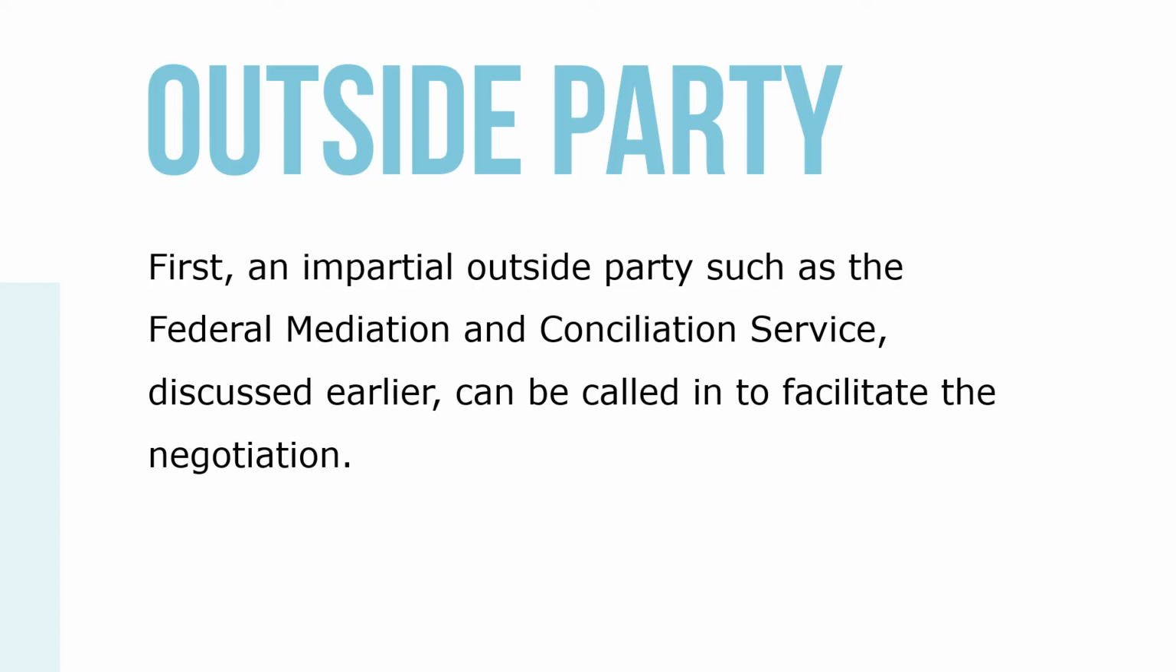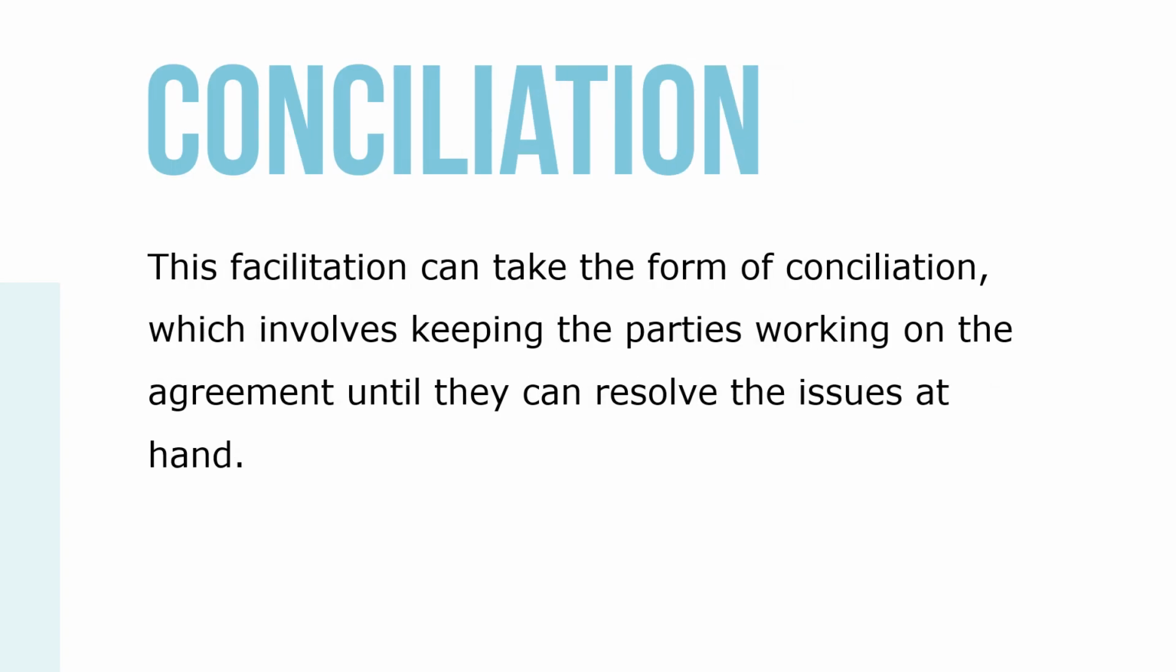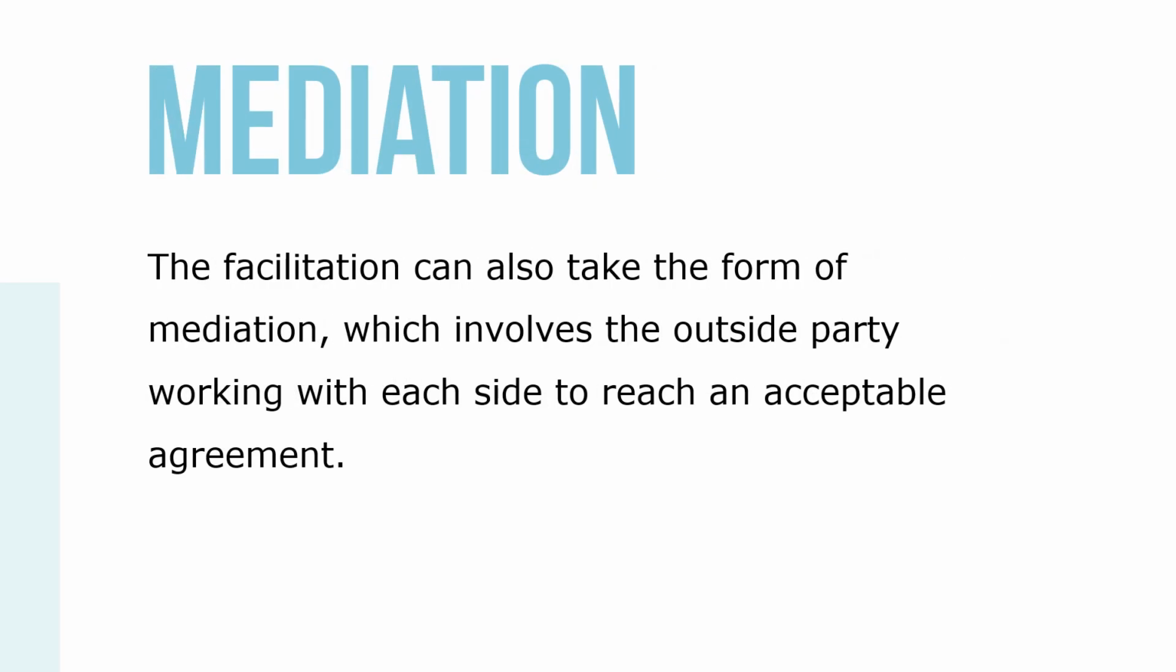First, an impartial outside party, such as the Federal Mediation and Conciliation Service discussed earlier, can be called in to facilitate the negotiation. This facilitation can take the form of conciliation, which involves keeping the parties working on the agreement until they can resolve the issues at hand. The facilitation can also take the form of mediation, which involves the outside party working with each side to reach an acceptable agreement.